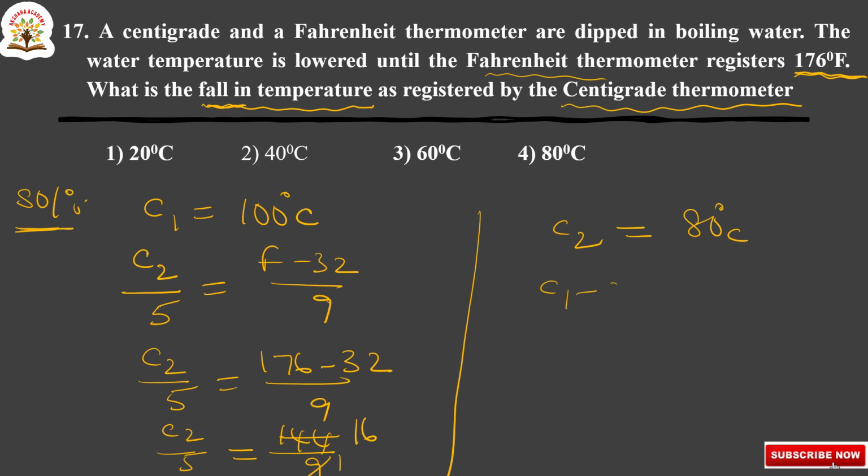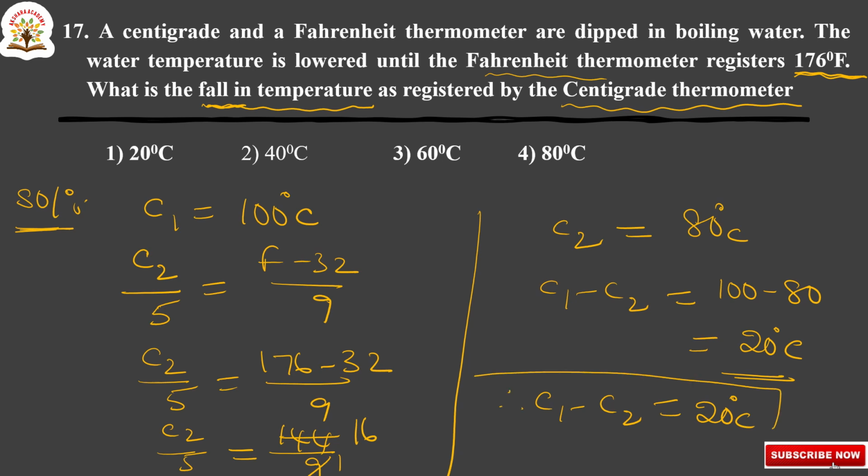So C1 minus C2, the fall in temperature by the centigrade thermometer, is 100 minus 80, so that is equal to 20 degree centigrade. So the fall in temperature C1 minus C2 is equal to 20 degree centigrade. This is the final answer. Okay, first option is correct. Next we will go to the next one. Let's go to the next question.